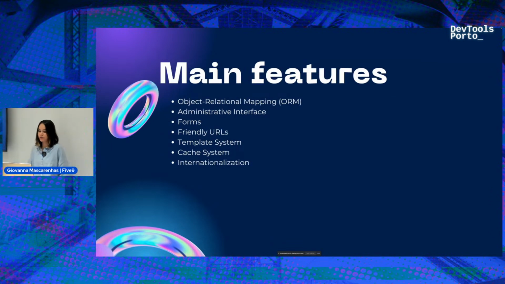Here are the main features that I like very much in Django. I think it's very easy to start a project. The object relational mapping part, I think it's the best solution in Python because it's very easy to interact with your database, create your tables and enter data in your database. The friendly URLs are very easy and nice to have.